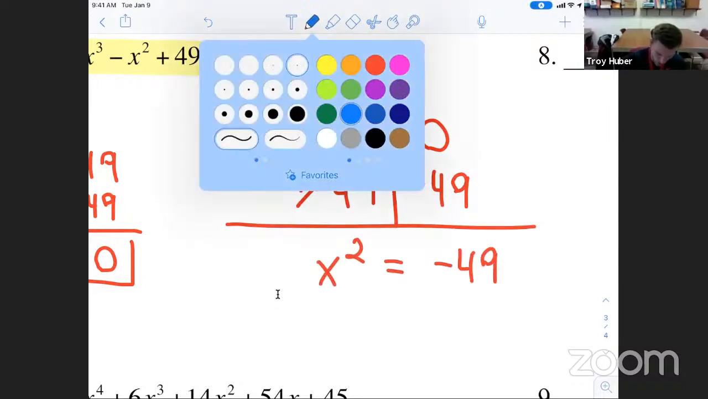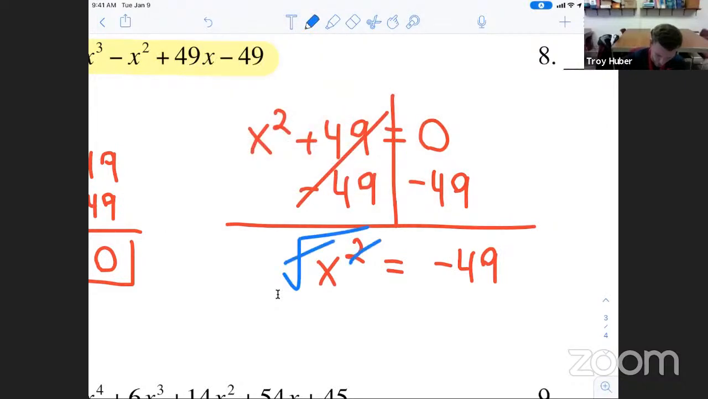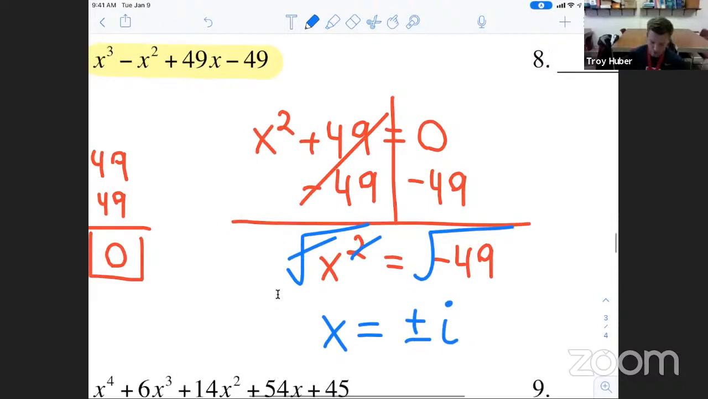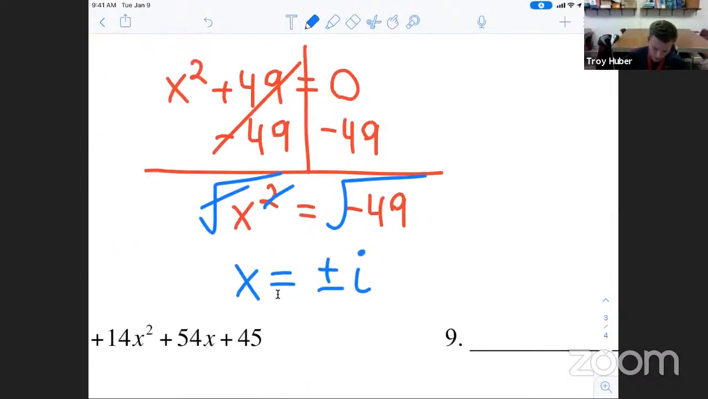And now we want the square root to cancel out that squared. So I get x is equal to plus or minus. It's the square root of a negative. So remember, that's imaginary, i. And the square root of 49 is 7. So you either write it like that, but usually you write your 7 and then your i.